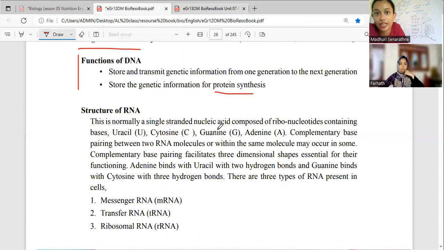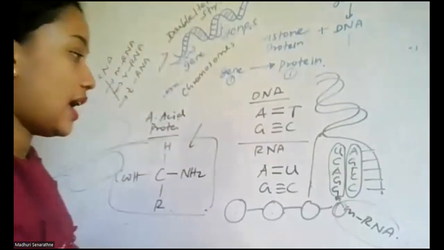Yes, that's all about DNA. Now we have to move on to the RNA. You need a small break or no? Yes, sir. Now our topic is RNA.